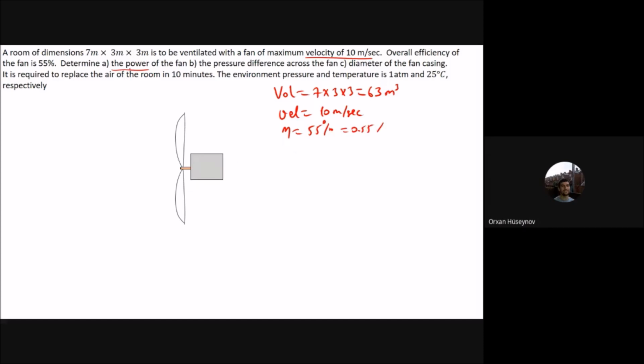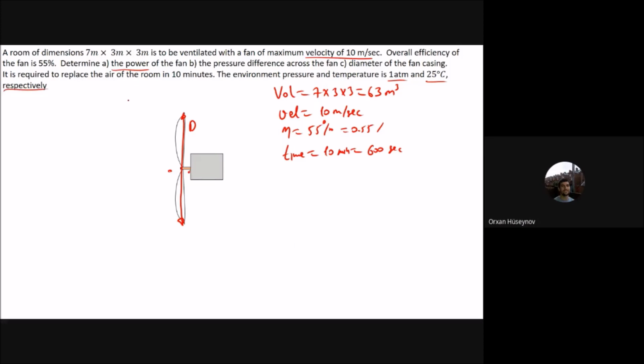The question says to determine the power of the fan, the pressure difference across the fan between, for example, these 2 points, and the diameter of the fan casing. So what diameter of the fan are we going to use? D. It is required to replace the air of the room in 10 minutes. So the time required to replace is 10 minutes or 600 seconds. Environment pressure and temperature are 1 atm and 25 degrees Celsius respectively.